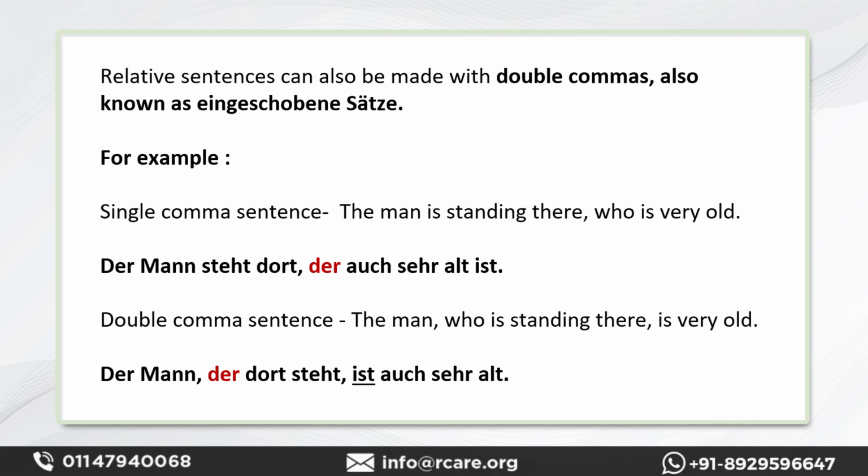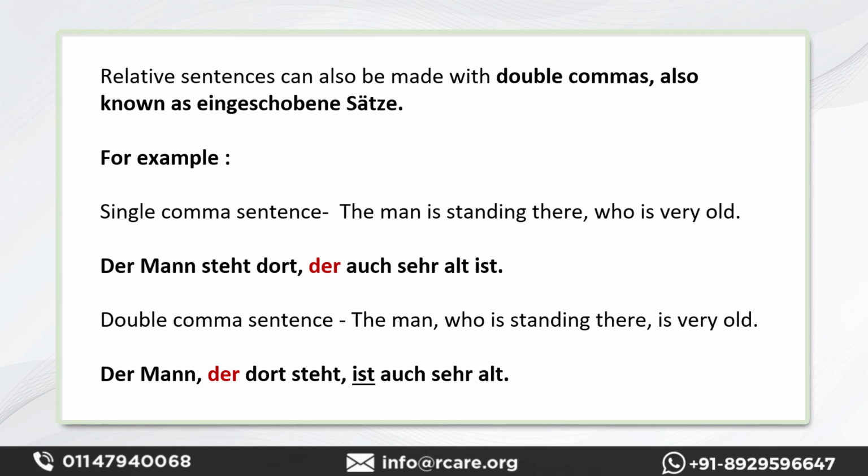I hope you have understood better. You have a better understanding of relative pronouns now. But now there's a little bit more to it. Relative sentences can also be made with double commas, which are commonly known as eingeschobene Sätze in German. So for example, if I say a single comma sentence, the man is standing there who is very old. Der Mann steht dort, der auch sehr alt ist.